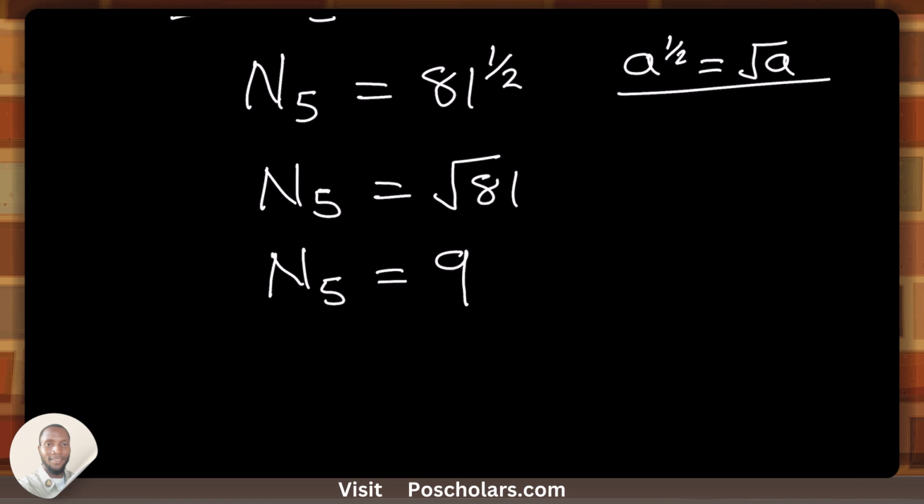Now remember, this answer 9 is in base 10. But the question asks us to find n, and the value of n is in base 5. So to find the right hand side, we need to convert 9 base 10 to base 5. So let's convert 9 base 10 to base 5.